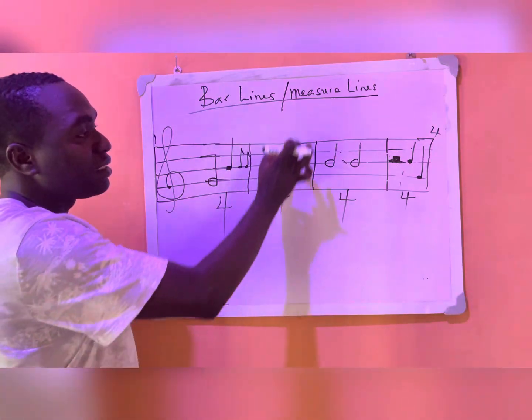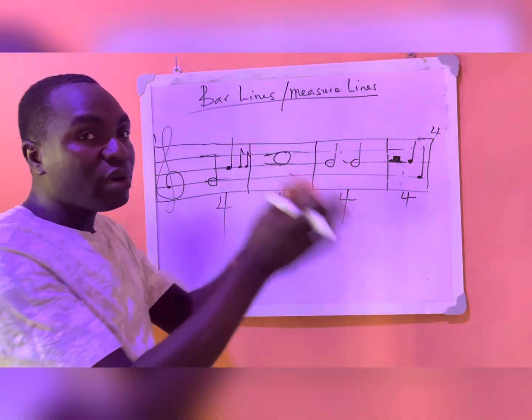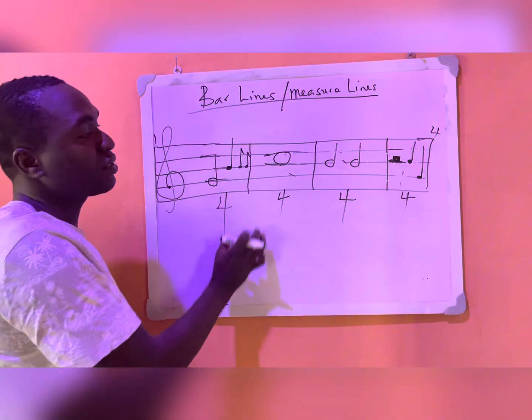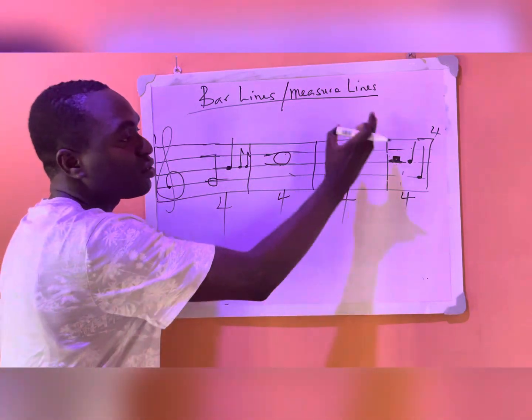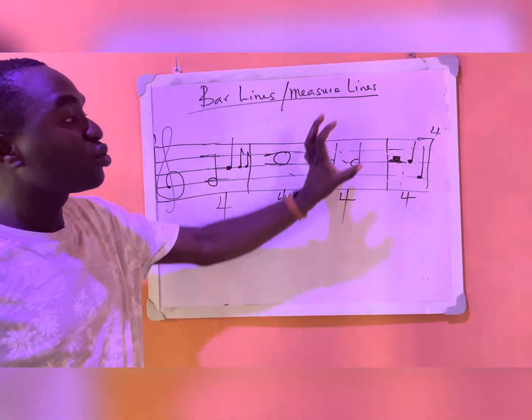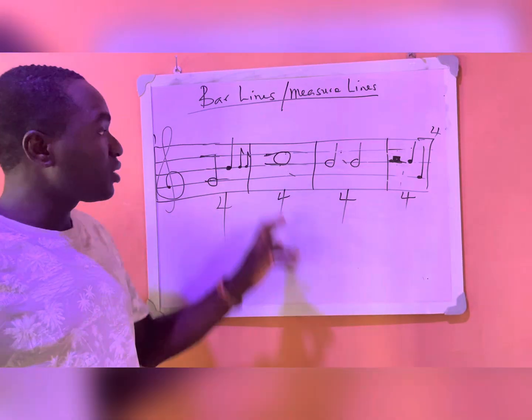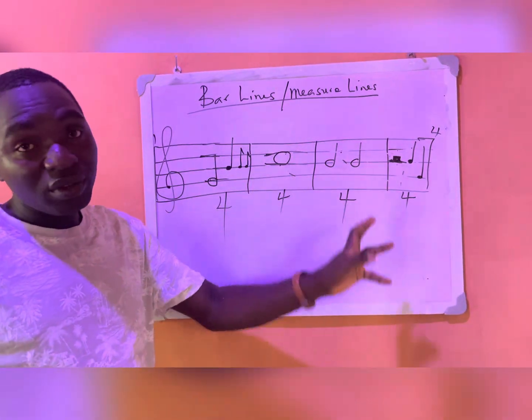You see the bar line, it divides the music into equal bars or equal measures. That's what this line does. It divides a piece of music, it makes sure a piece of music is grouped into equal beats. So that's the work of a bar or measure line.